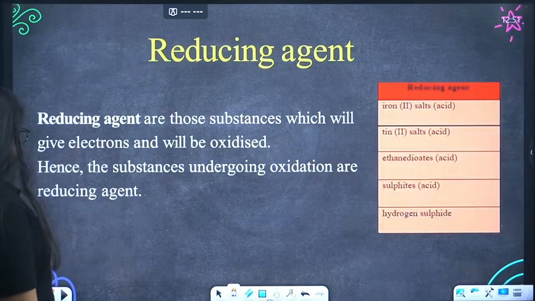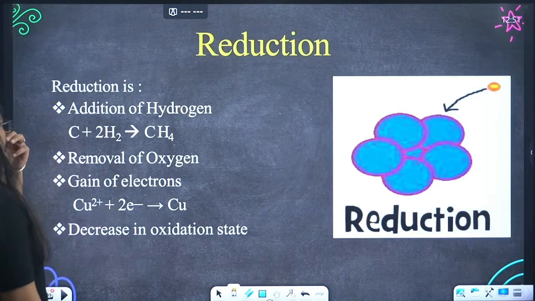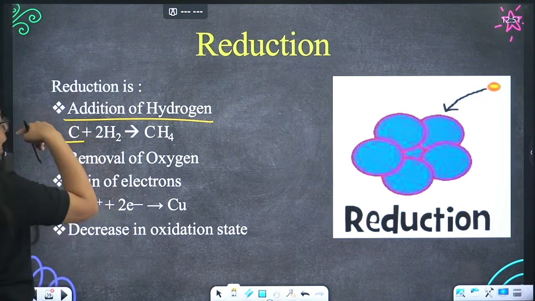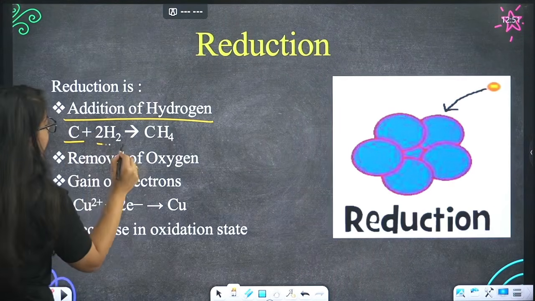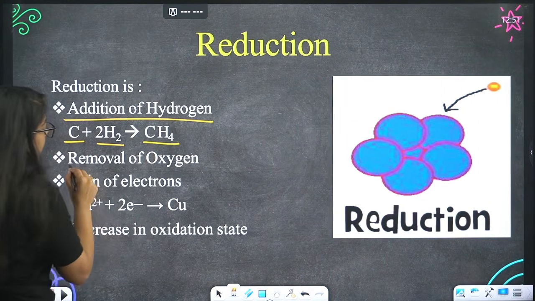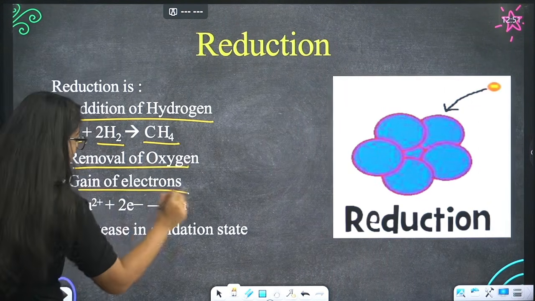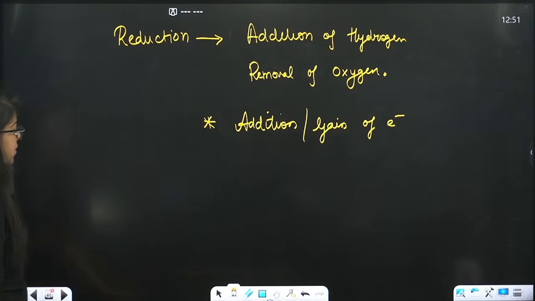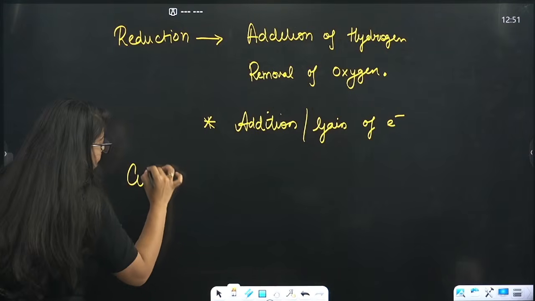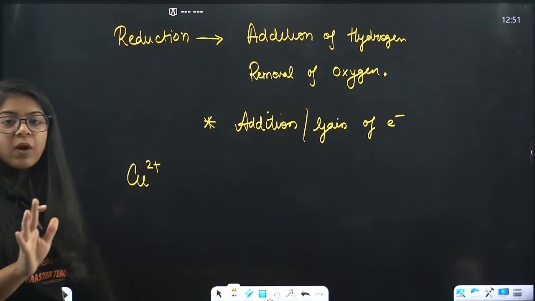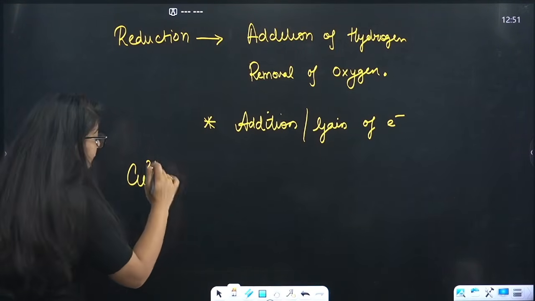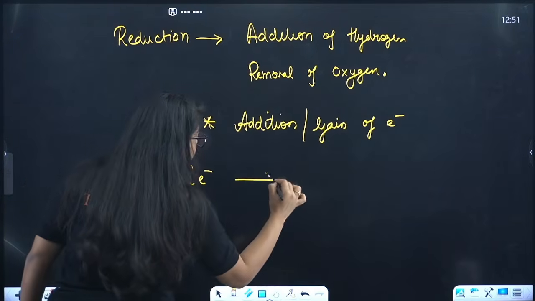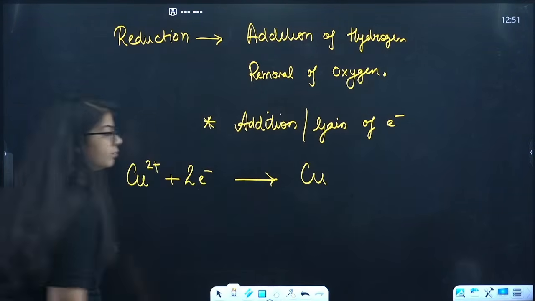So in reduction beta, what is happening? Addition of hydrogen. In carbon, we added oxygen before; here we are adding hydrogen. It becomes CH4. Removal of oxygen, gain of electrons. Cu2+ plus 2 electrons becomes Cu. Say we just have Cu2+. Cu2+ has 2 less electrons. We added 2 electrons to Cu2+, and it will become Cu, right?